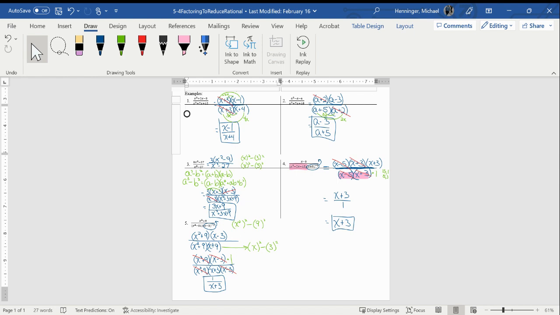All right, so one more time. Factor up top, factor down low. If there's a common factor in both of those, cancel it out and rewrite what's left. And that's all that we have to do here.